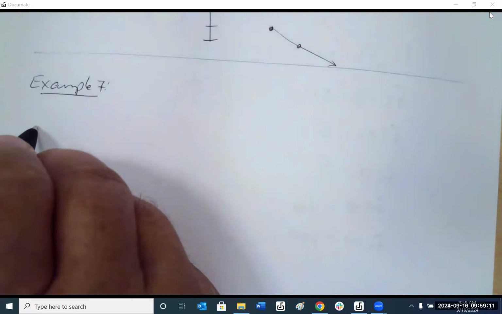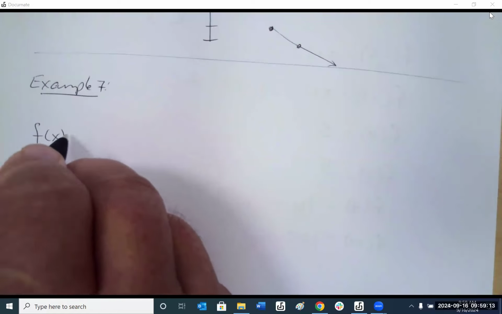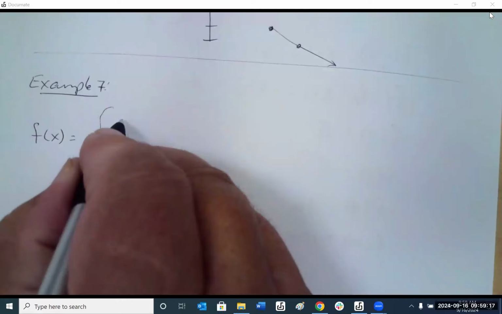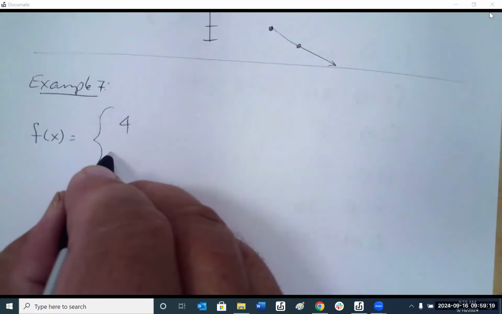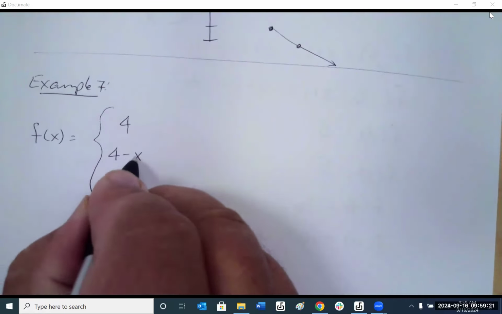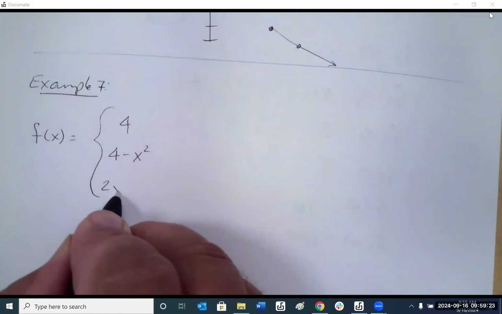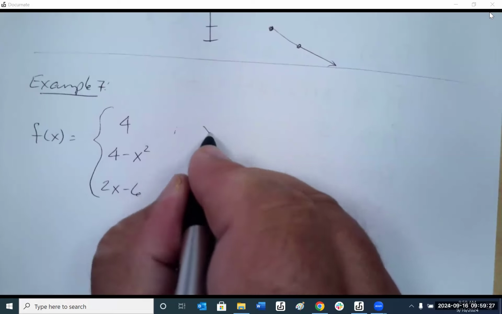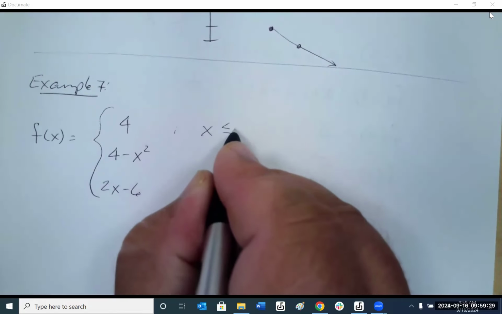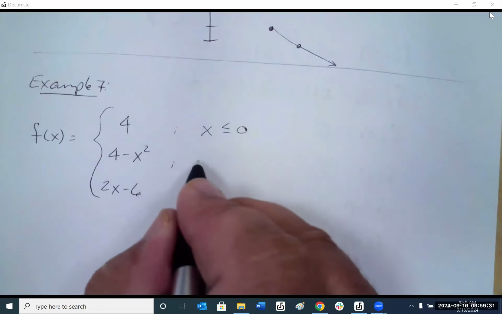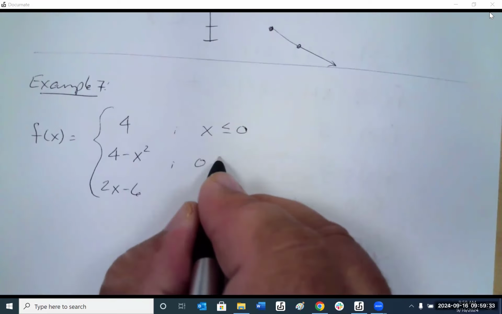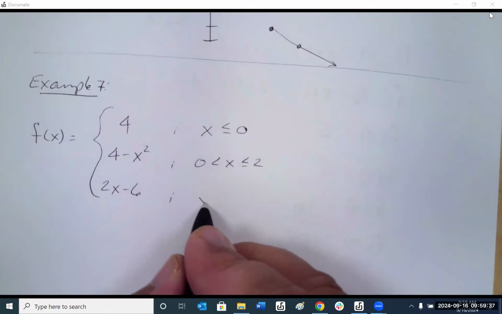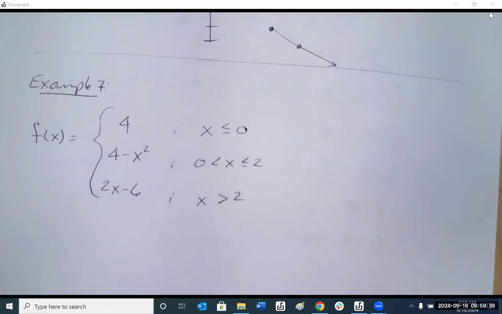Example seven. And this is the last one. So the first one, when x is less than or equal to zero, between zero and two, and when x is bigger than two.